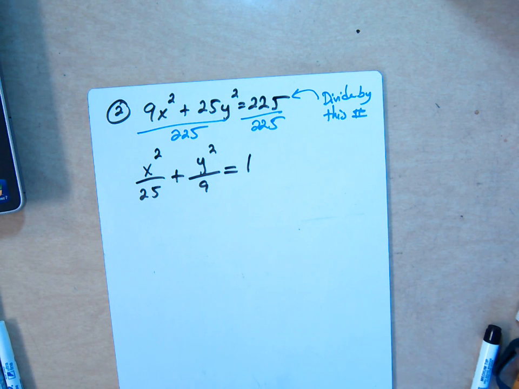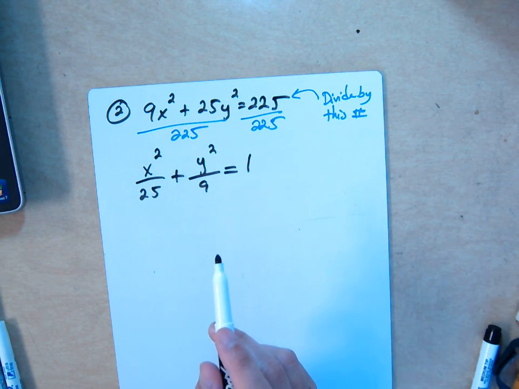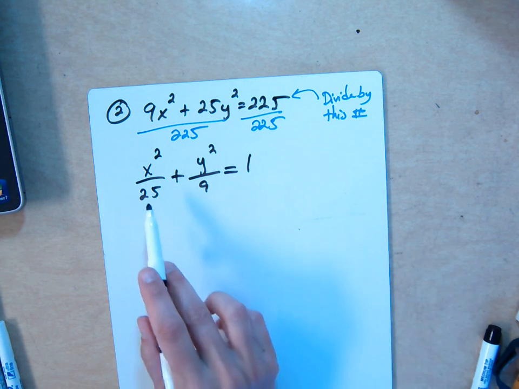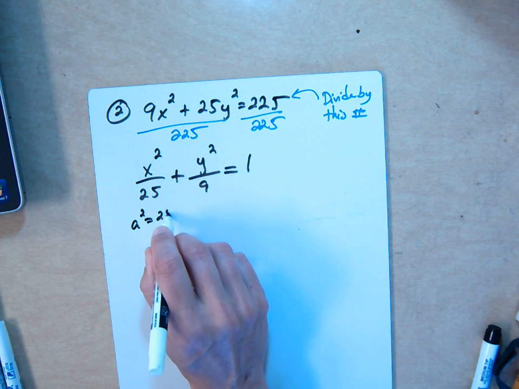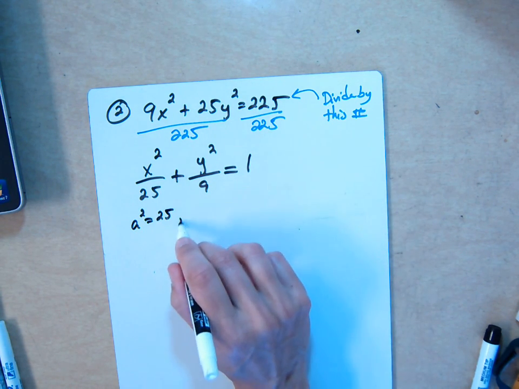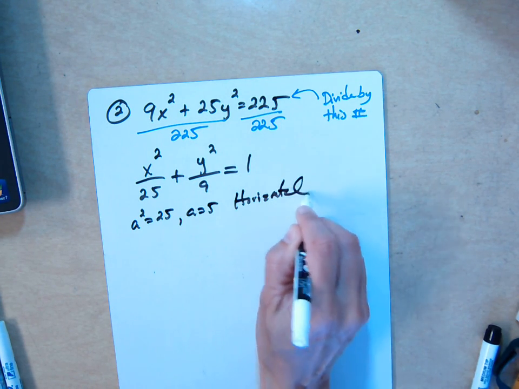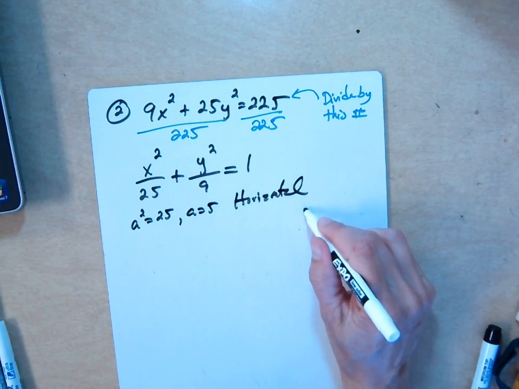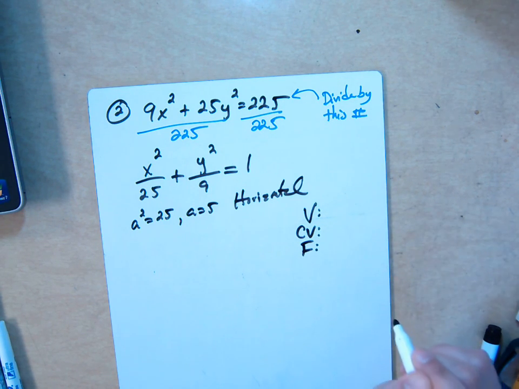So I want you to work that all the way through. I want you to sketch it. Well, is it horizontal or vertical? Good, because the bigger number is under here. So you know that a squared is 25, or a is 5, and it's horizontal. So that'll get you started. You're going to sketch it and name the vertex, the co-vertices, the focus points, and sketch a picture. And I'll come and check it, and once I'm convinced your team has it, I'll give you the worksheet.